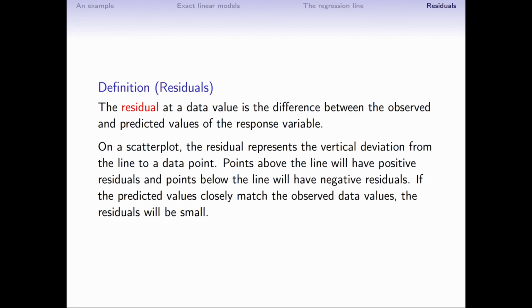If the predicted values closely match the observed data values, the residuals will be small. In a sense, this is the definition of the regression line. It is the line that squeezes out all of the efficiency that is possible. It makes the residuals collectively as small as they possibly can be. Now, I think it will be helpful for us to take a look at an example to get the picture of the regression line, the scatter plot, and the residuals into our heads.